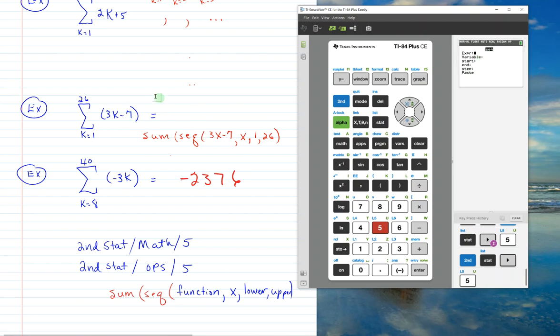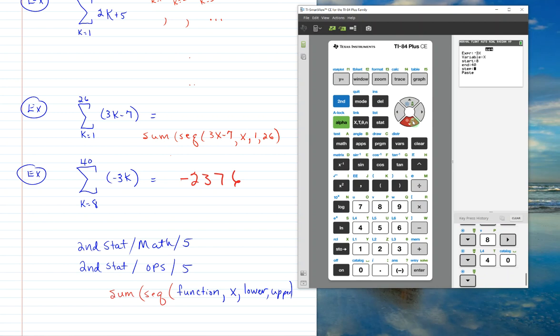Let's do this one because we have the answer written here. Let's put negative 3x. We come down here and we put the variable x. And we are going to start at 8. And we're going to end at 40.